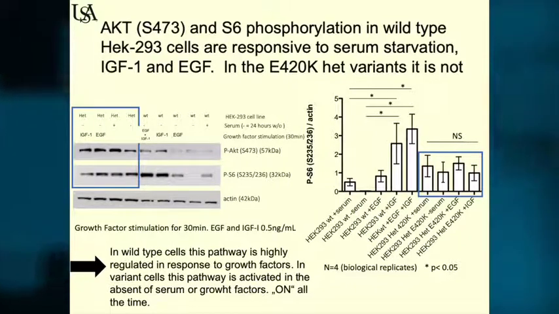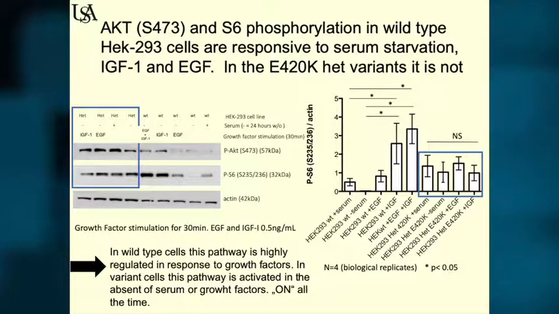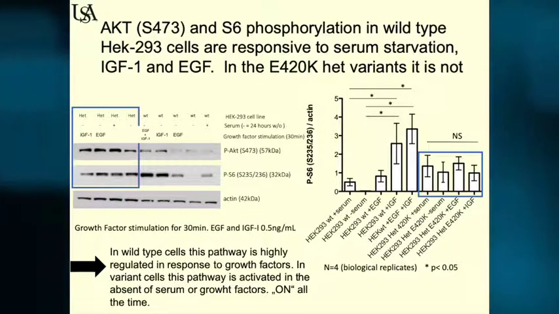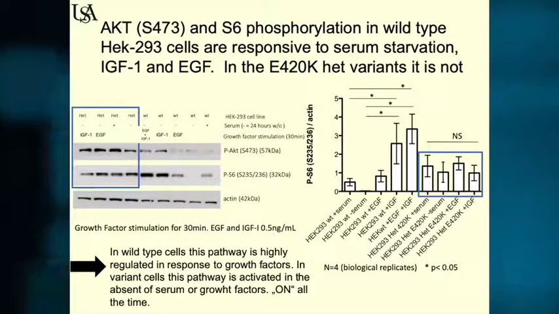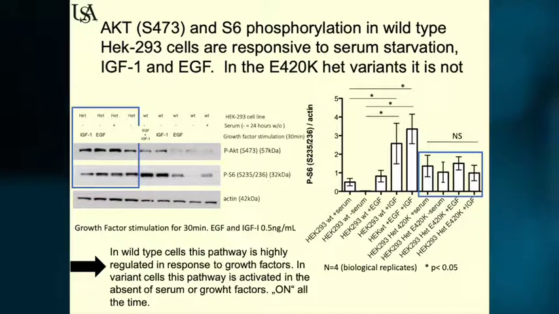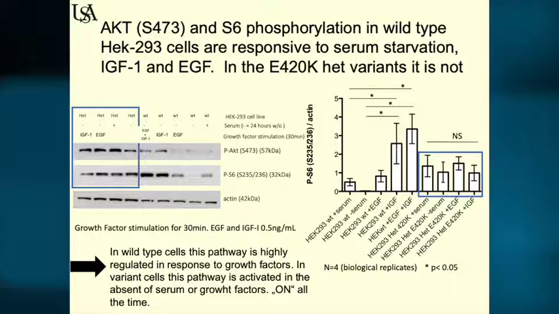So S6 phosphorylation is also affected by serum or growth factors. So this is the S6. This is looking at the density. This is the wild type cells when they're pretty much confluent. If you take the serum away, S6 phosphorylation goes away almost completely.